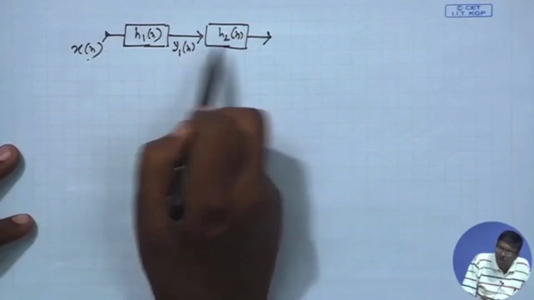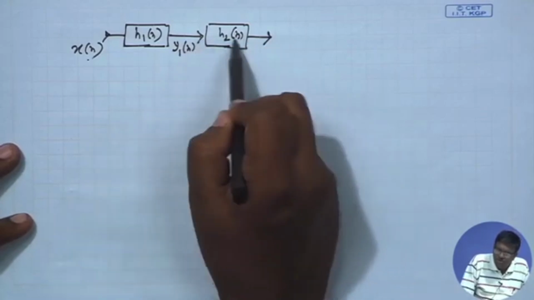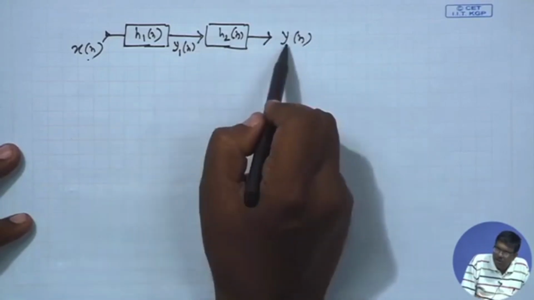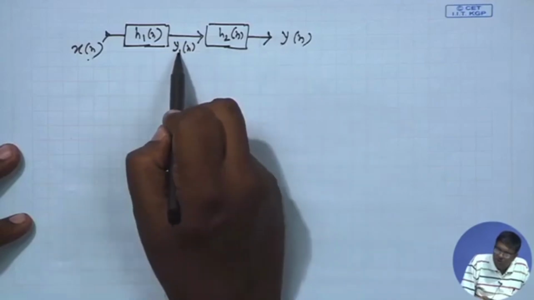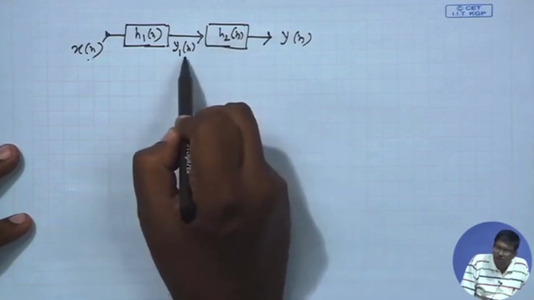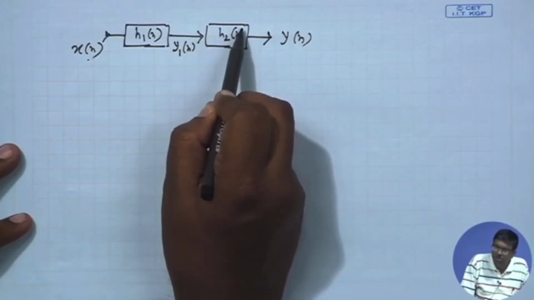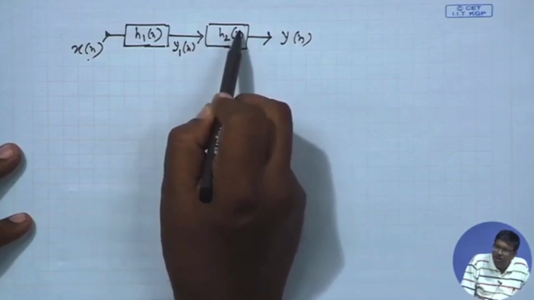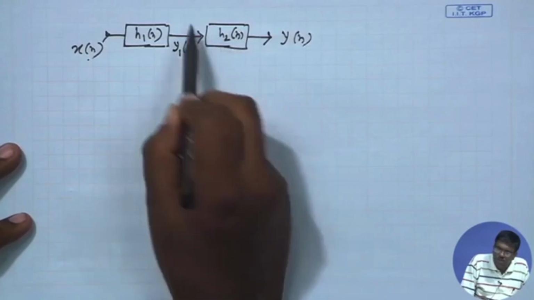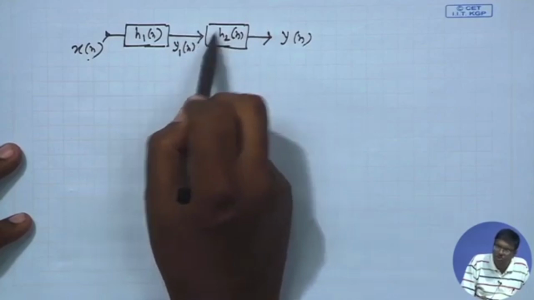Then this y 1 n goes to h 2 n. This is now the input for h 2 n, and the new output is y n. So y n is the convolution between y 1 n and h 2 n, or between h 2 n and y 1 n. What is h 2 n? It is another linear shift invariant system. Since it is linear and shift invariant, it is fully characterized by its unit sample response, that is, if I give delta n as input here, the output will be h 2 n, which I record and put back here.